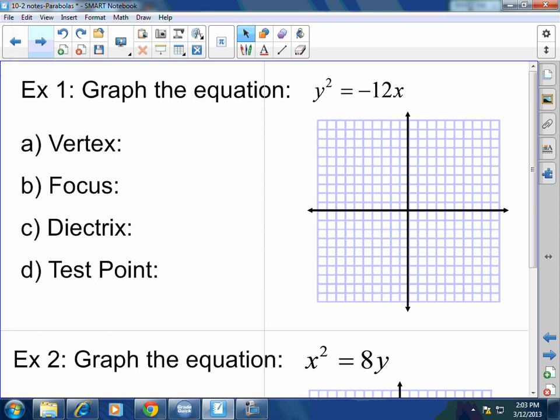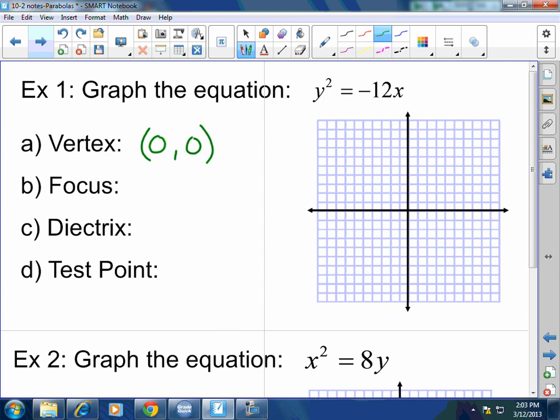I want to graph the equation y squared equals negative 12x. First things first, the vertex. What's my k and what's my h here? 0. Very good. So my vertex is 0, 0. The focus. What will my focus be? Look back at your equations here. This is a y squared, right? So what is the focus going to be here?